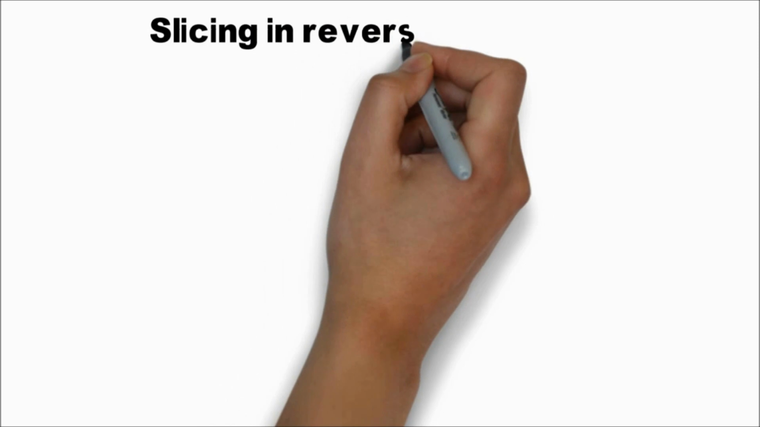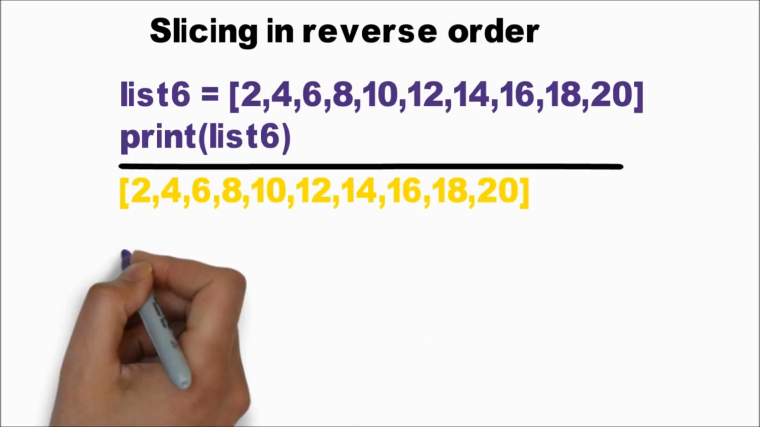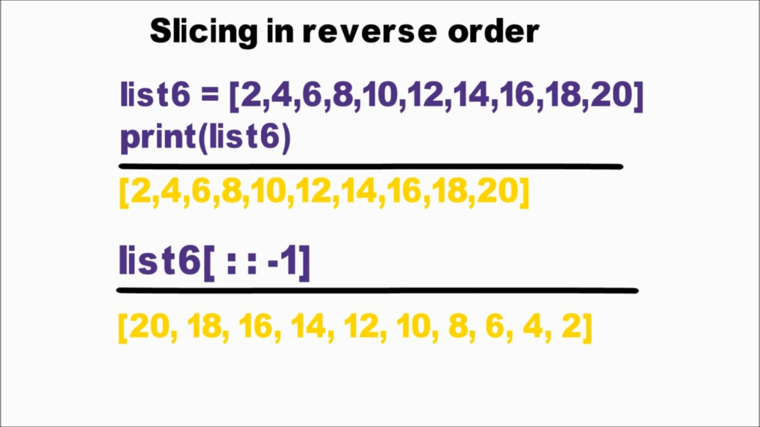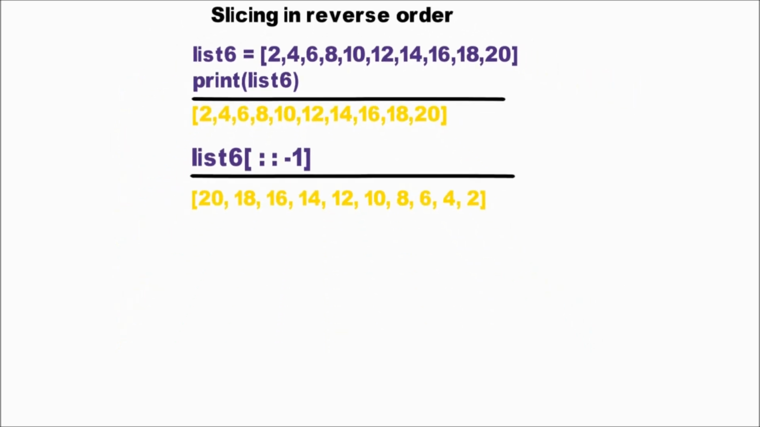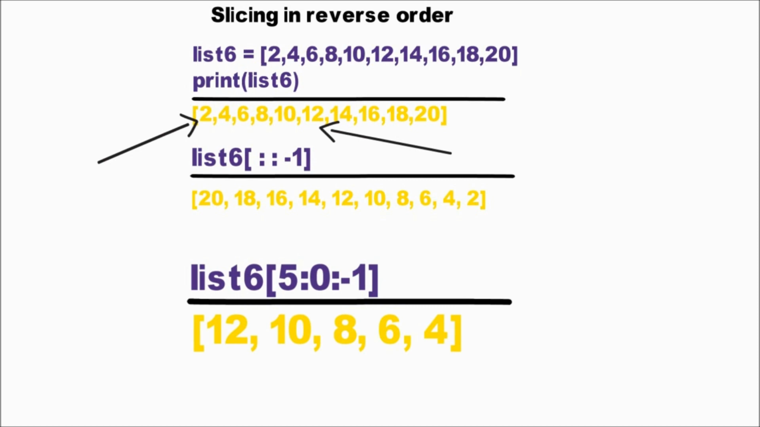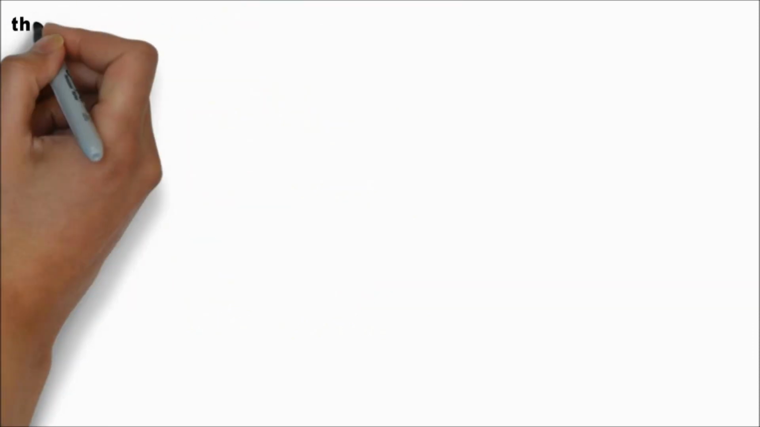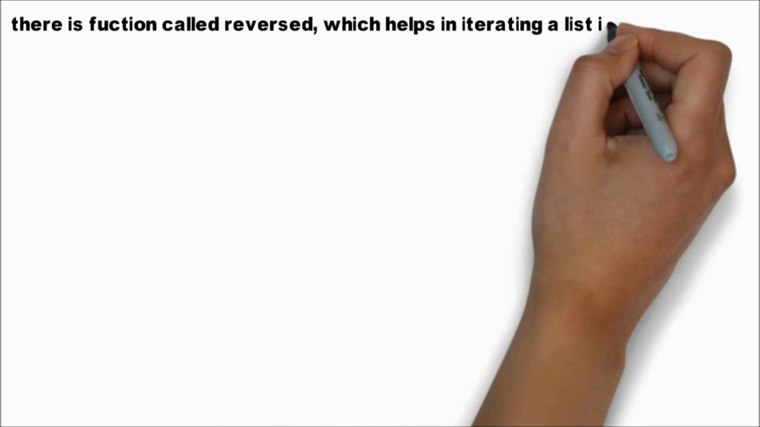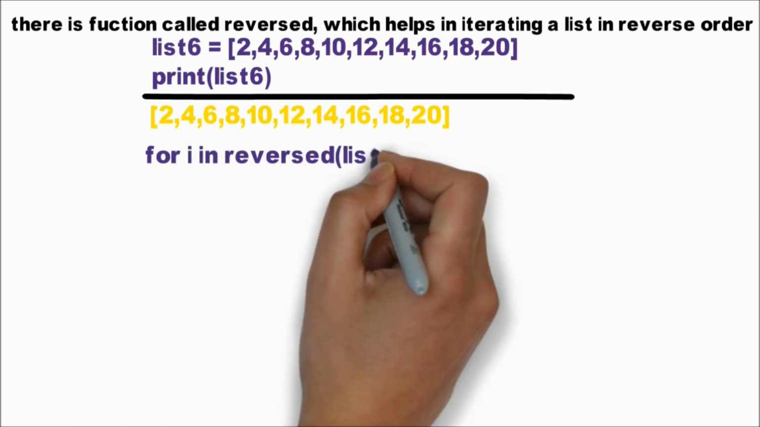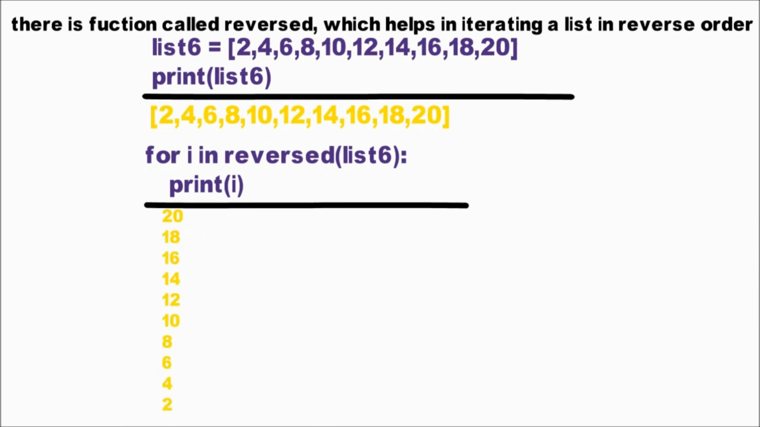Slicing in reverse order. In order to slice the list in reverse order, we need to write -1 as the step number. So list6 of ::-1. We can see that we are slicing all the elements in reverse order. In the next example, we will slice the elements from index 5 to index 0 in reverse order by writing list6 of 5:0:-1. And yes, the element at index 0 will not be fetched. There is a function called reversed which helps in iterating a list in reverse order. Let's try that out. For i in reversed of list6, we will print i. We can observe that we are able to iterate the list in reverse order like 20, 18, 16, etc.